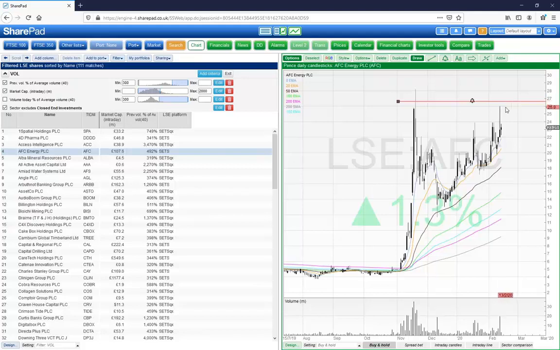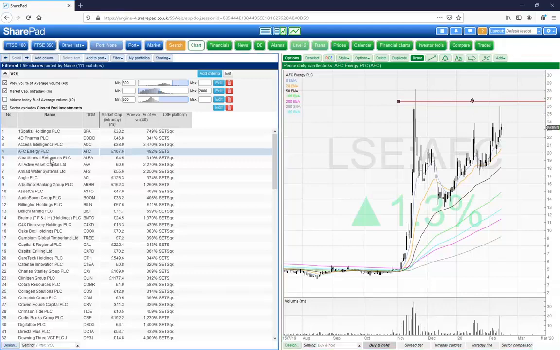26.6 here, we will get a notification from SharePad, and then we can immediately put it on our level 2 and see what the price action is, because if we want to buy when it goes through this level here, then we'd want to be on top of that.